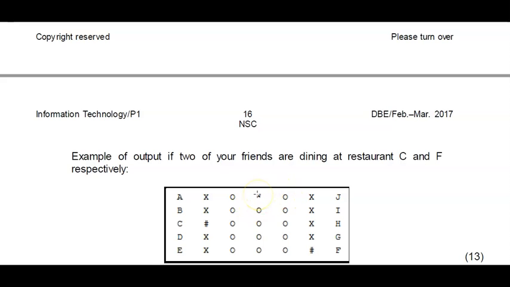You are the star. And here's an example then of the output after they selected C and F. And there you have a friend represented by the hash at restaurant number F as well. So press pause and try it yourself.